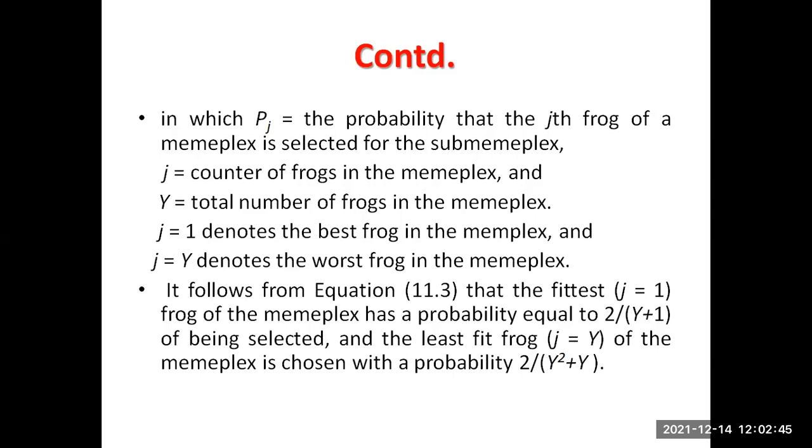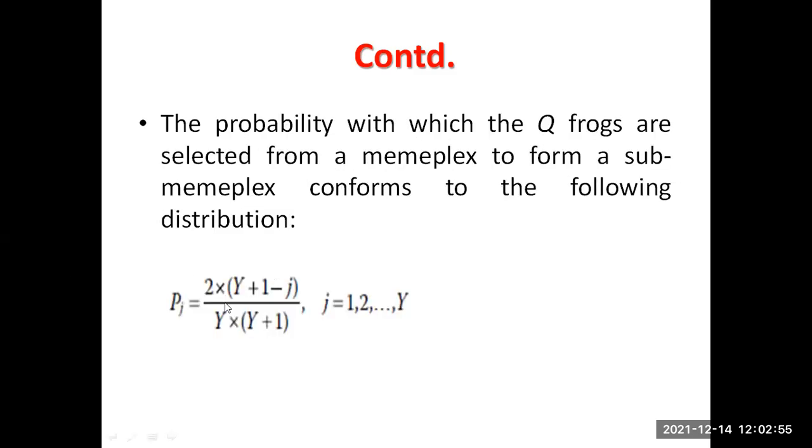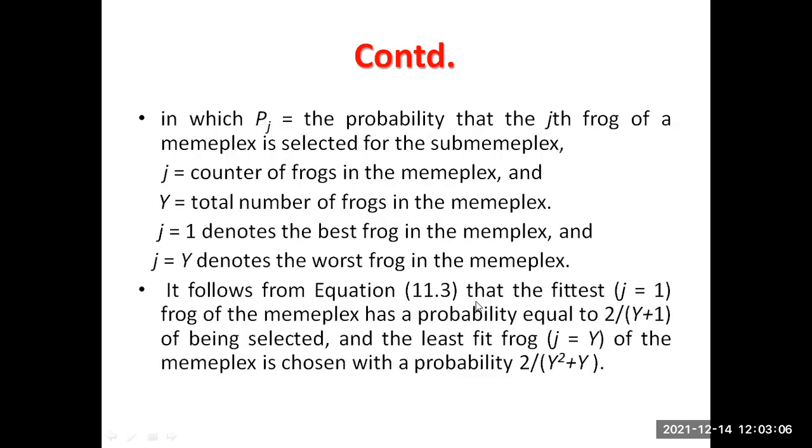So it follows from equation 11.3 that the fittest frog, j equal to 1, of the memplex has a probability equal to 2 by (y plus 1) of being selected. Let us understand j equal to 1. For j equal to 1, the plus 1 and minus 1 cancel. This will be 2 into y divided by y into (y plus 1).